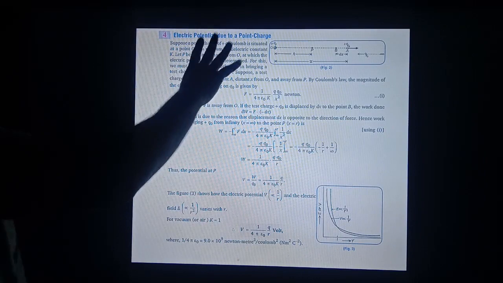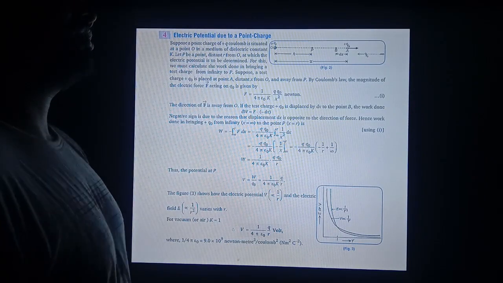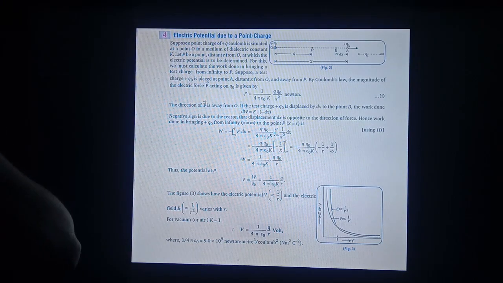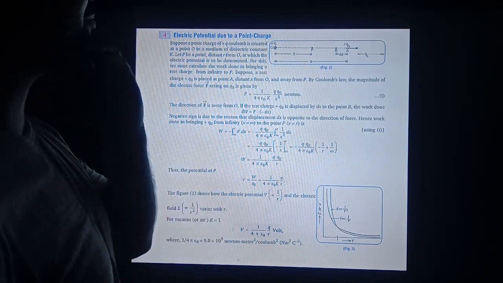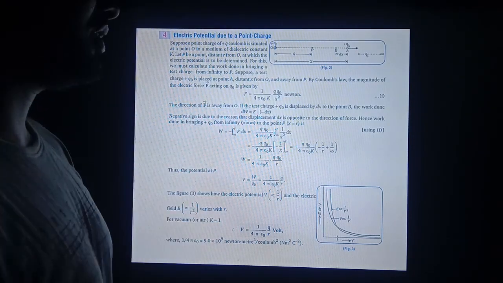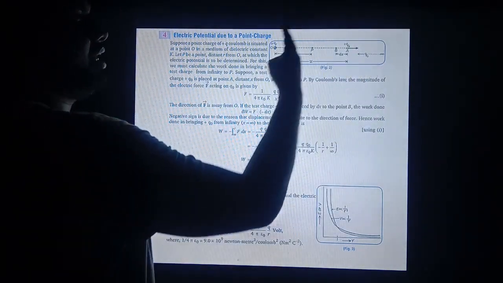Next, electric potential due to a point charge. This expression you have to derive. So write the question: obtain the expression of electric potential at a point due to a point charge. First of all, see the diagram.